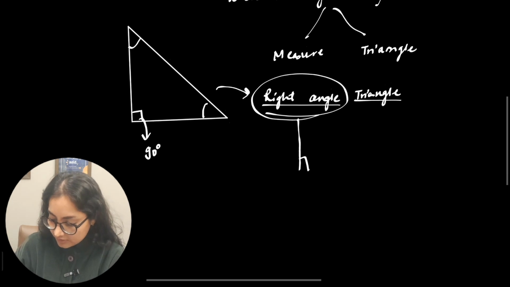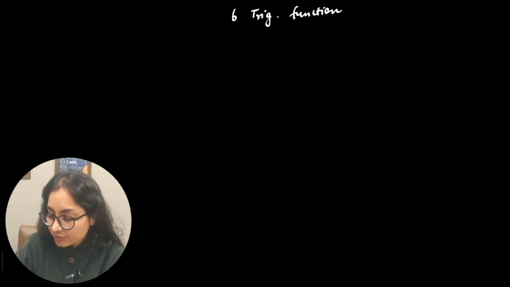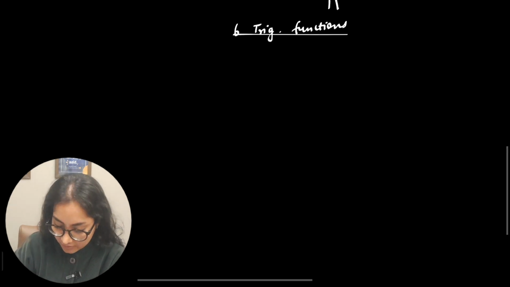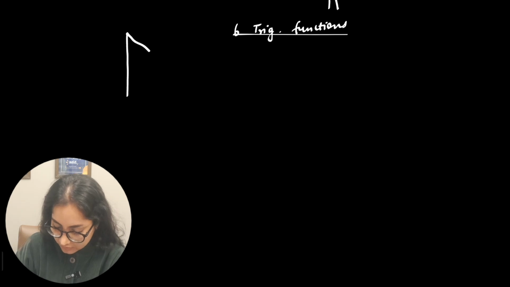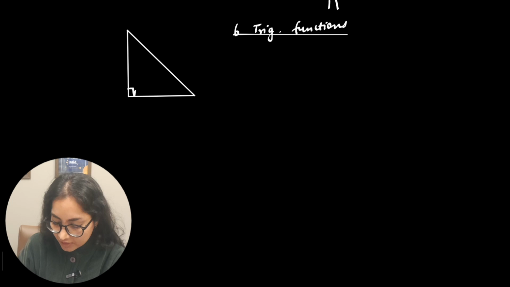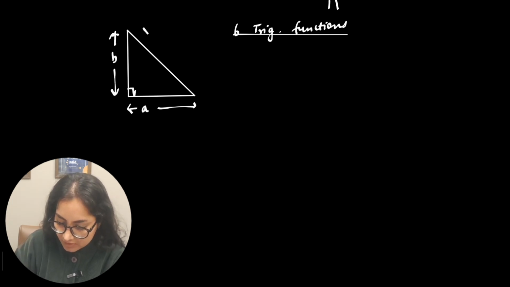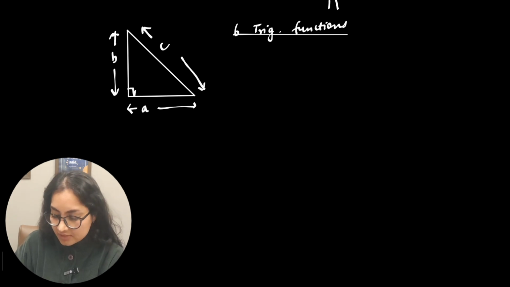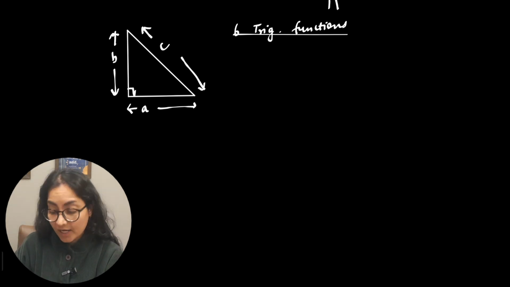So we have 6 trig functions out of the sides of a right angle triangle. For example, this is my right angle triangle. I'm going to label this length as A, this length as B, and this length as C. Since this is a right angle triangle, first we are going to write the Pythagorean theorem, since we can write the Pythagorean theorem for right angle triangles.